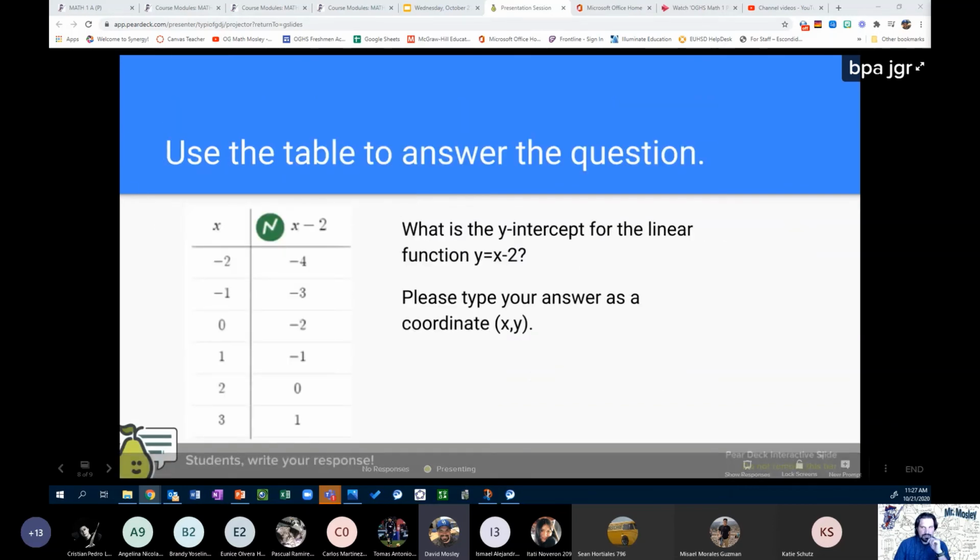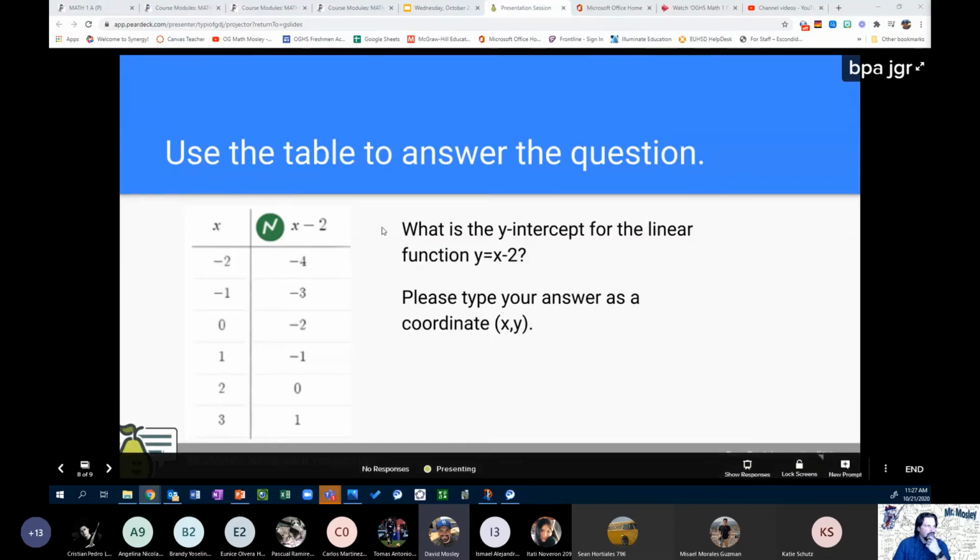Last question. All right, we're going to use the table to answer this question. So we have this table. What is the y-intercept for the linear function y equals x minus 2? Please type your answer as a coordinate. Parentheses, x, comma, y, parentheses.